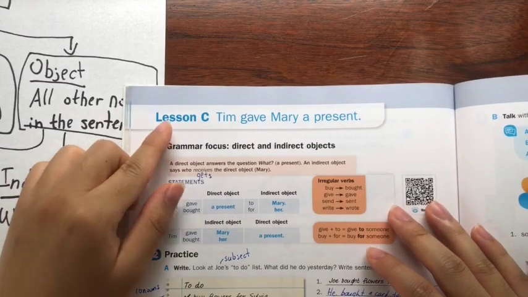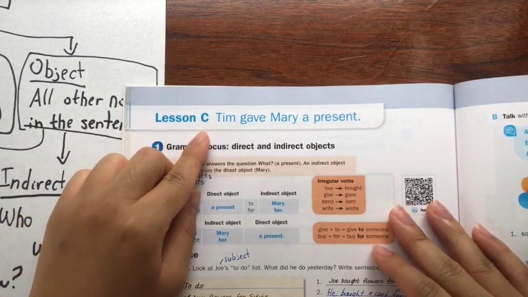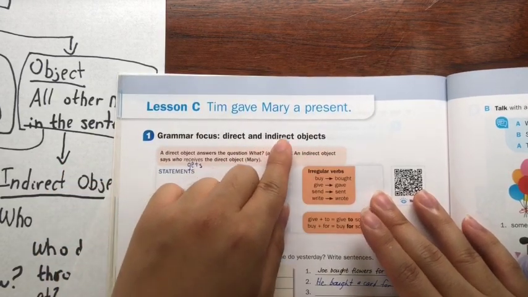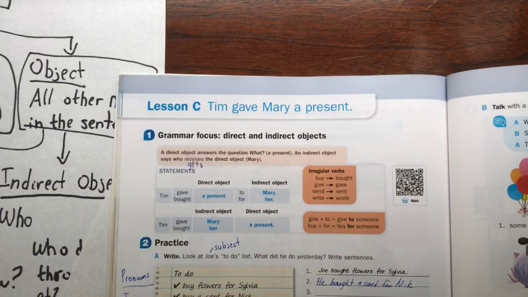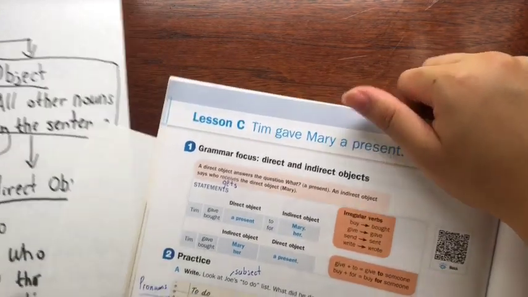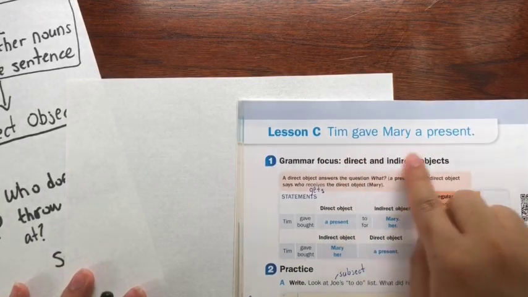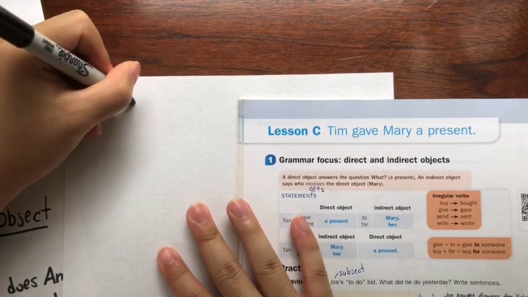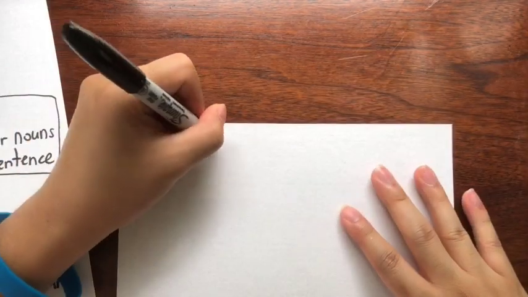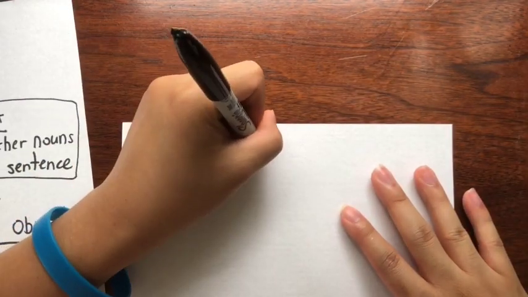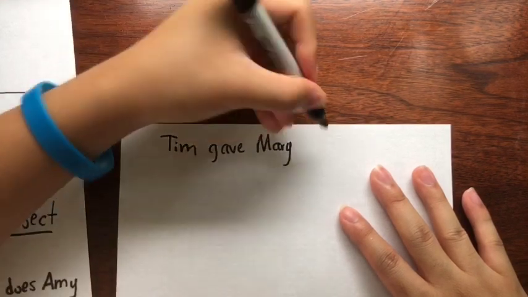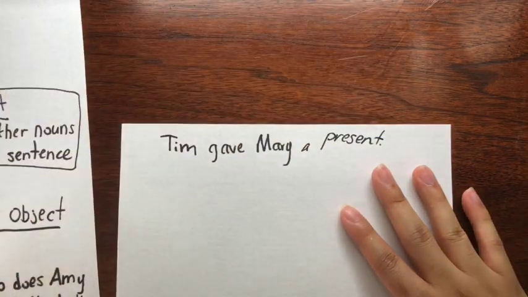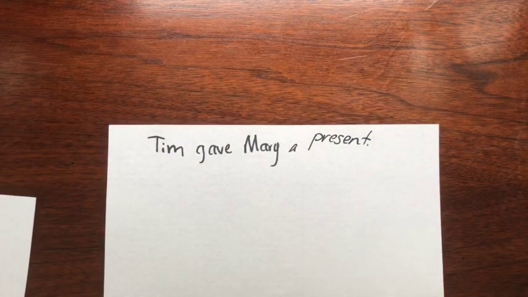Okay, now let's review Lesson C in Unit 10. In Lesson C, we learned about objects, direct and indirect objects. So, let's use this sentence again. Tim gave Mary a present. Tim gave Mary a present.